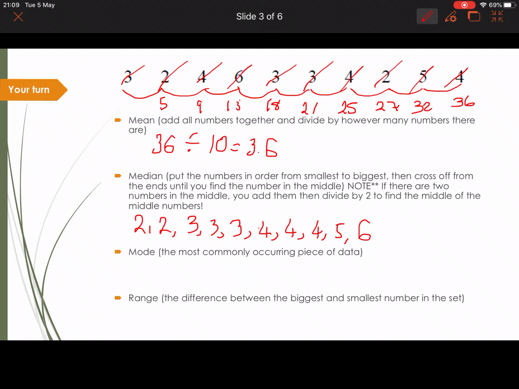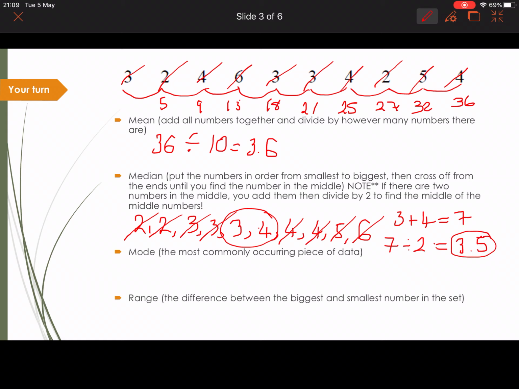And crossing off from the ends until you find the one in the middle. Again, we have two numbers in the middle, so adding 3 and 4 to get 7, and then dividing 7 by 2, you should get a median of 3.5.